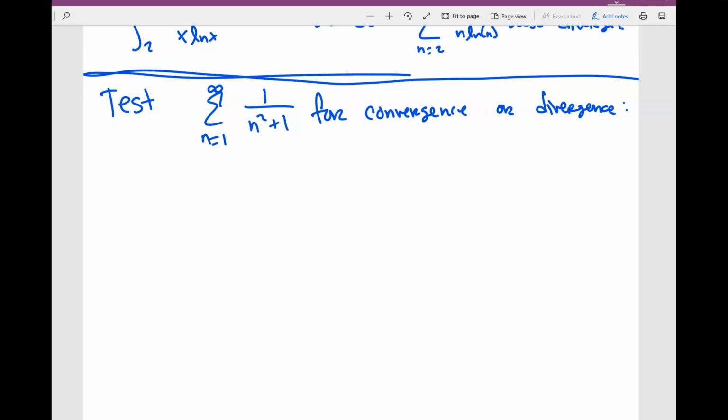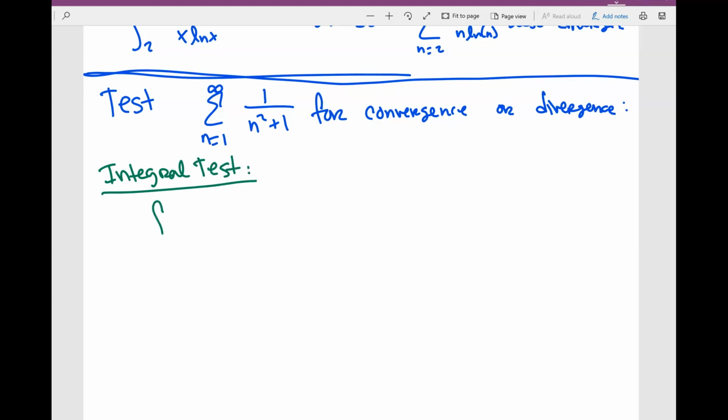So here's another example. We want to test the summation from n goes from 1 to infinity of 1 over n squared plus 1 for convergence or divergence. One thing to look at is that the test of divergence isn't going to help us here, because you'll immediately see that the limit as n goes to infinity will just be 0. So instead, the integral test is probably something you might want to consider. So, using the integral test.